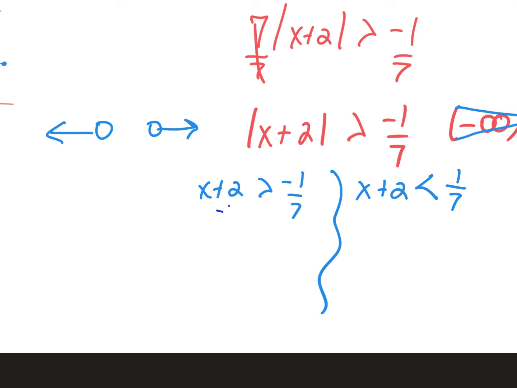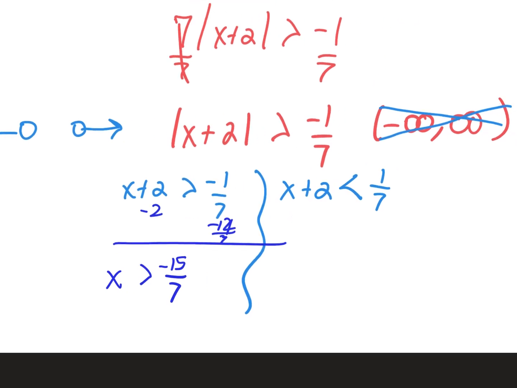So look, I'm going to subtract 2 from both sides. When I subtract 2, would you guys agree with me that the whole number 2 is the same as 14 over 7? What's 14 divided by 7? 2. So I'm going to change this to 14 over 7. So negative 1 and negative 14 gives me negative 15 over 7. Agreed?